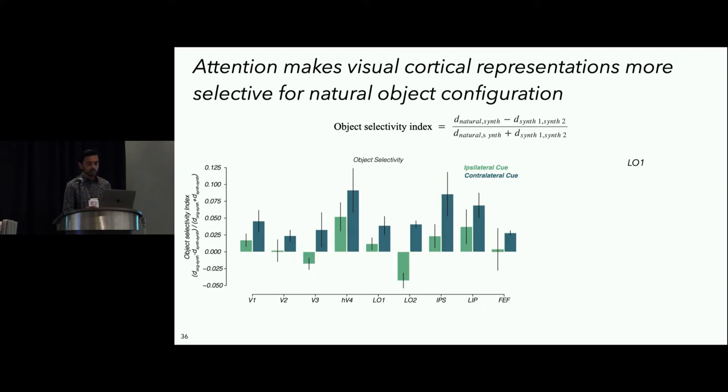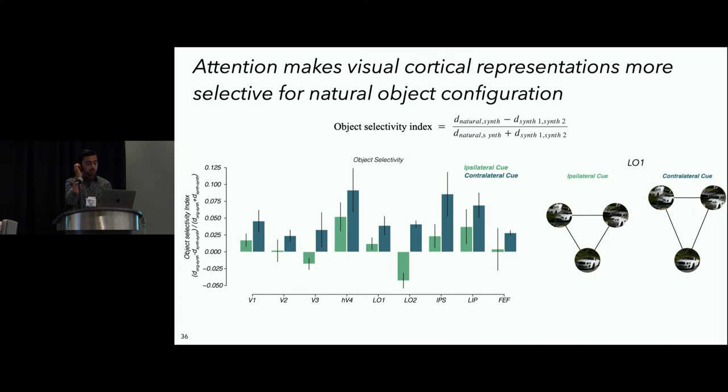So just to make this index more intuitive, we can also visualize the representational geometry between real and scrambled images in those triangular distance plots we used earlier. And here, again, we see that when cued ipsilaterally, the representation is non-selective for natural object configurations. And when cued contralaterally, the representation becomes slightly more discriminative, more selective for the natural object configuration compared to scrambled configurations.